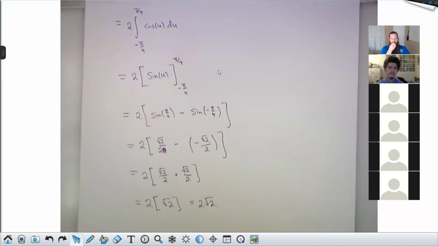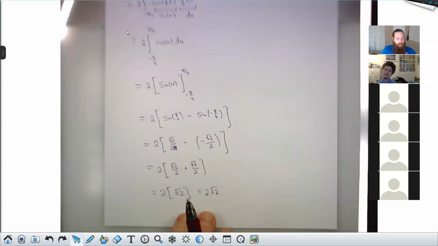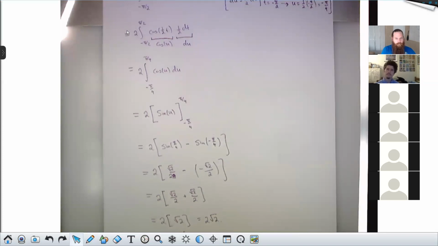Questions on this one? I want to say one more time just how important it is that we get used to changing these bounds. It is something I look for and grade for on tests. If you do a definite integral and make a substitution but don't change the bounds, I will take off a point. Any questions or comments on this one?